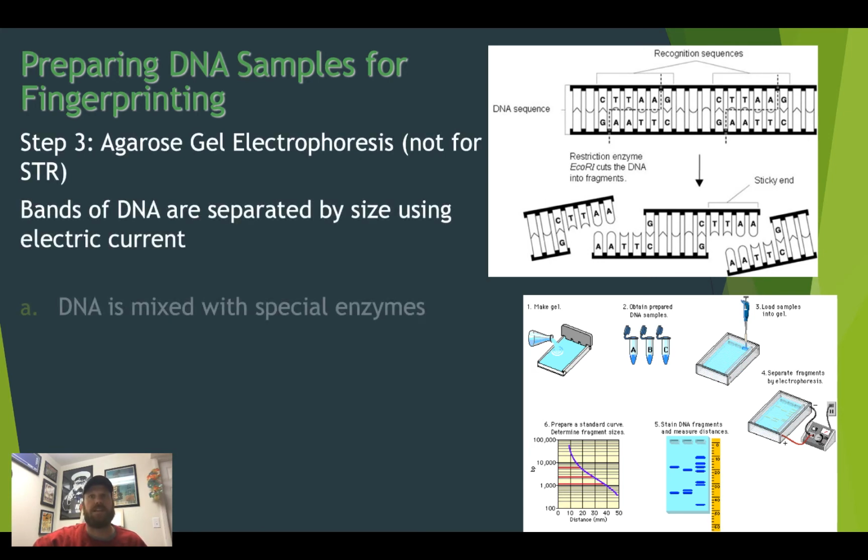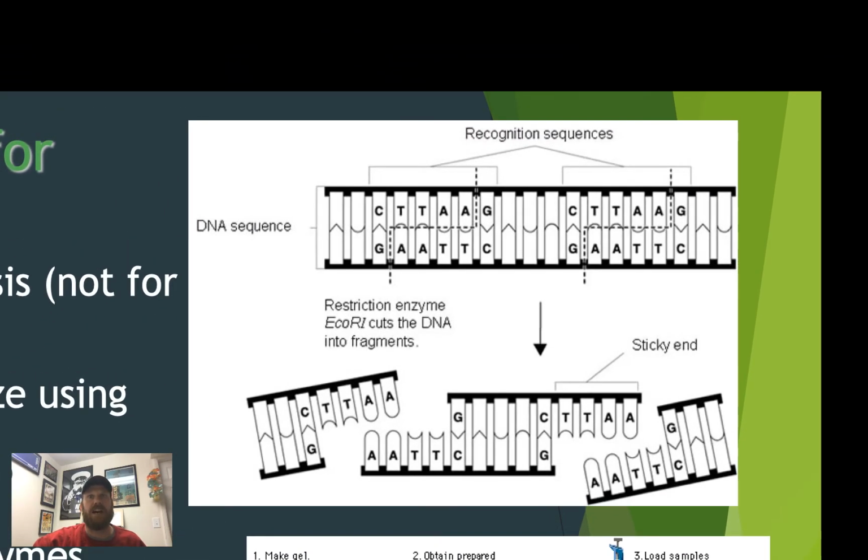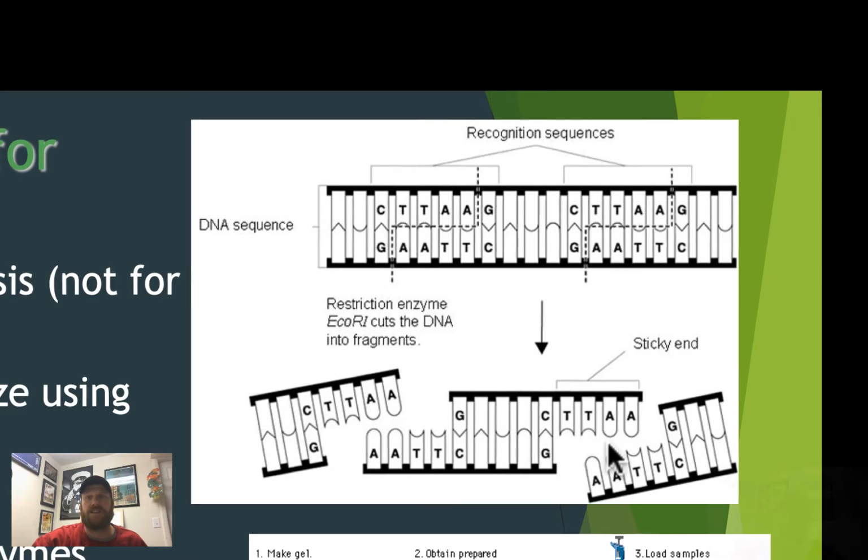The first thing that needs to be done is the DNA must be treated with a restriction enzyme. Restriction enzymes cut DNA molecules at specific DNA sequences. The restriction enzyme EcoR1 recognizes the sequence CTTAAG and cuts between the A and the G. Treatment with a restriction enzyme ends up creating DNA fragments of different lengths or weight.